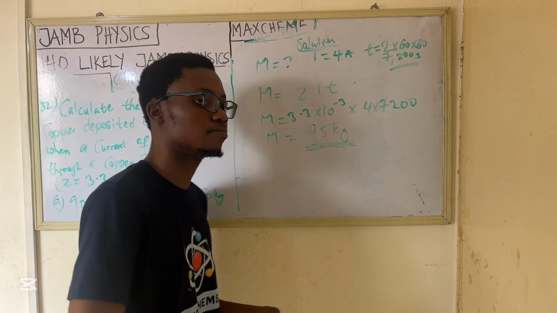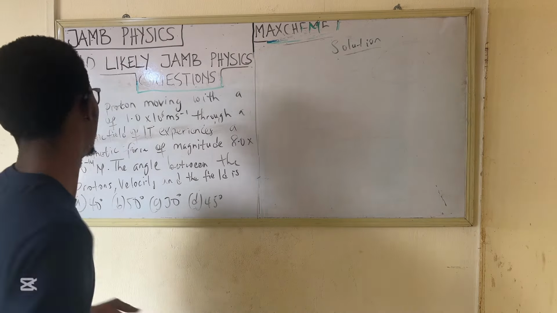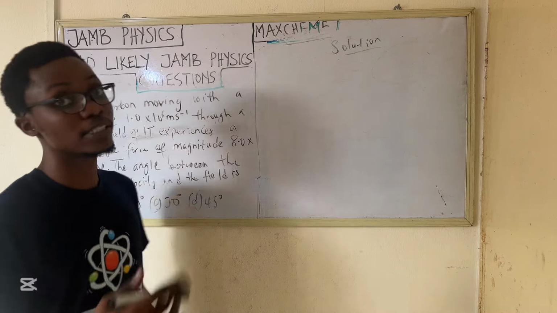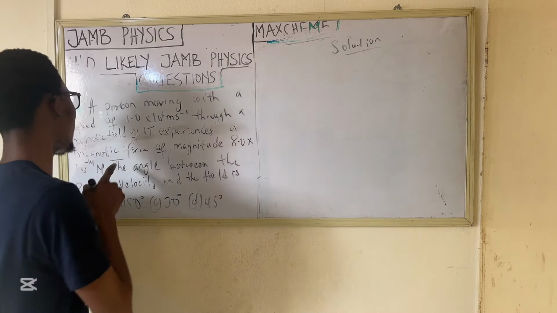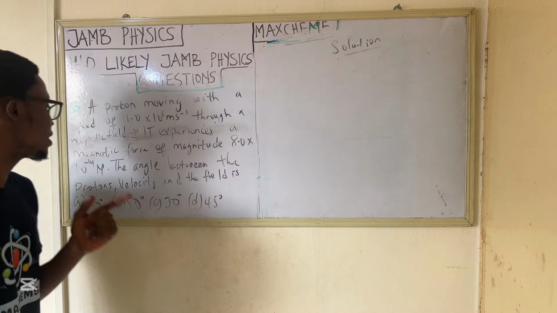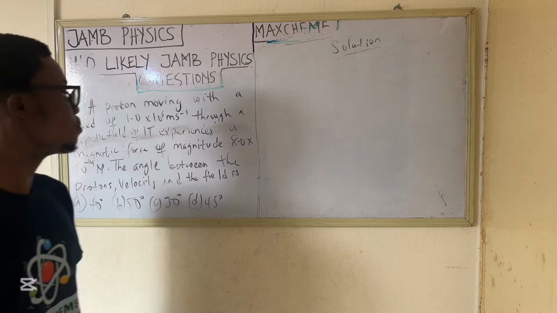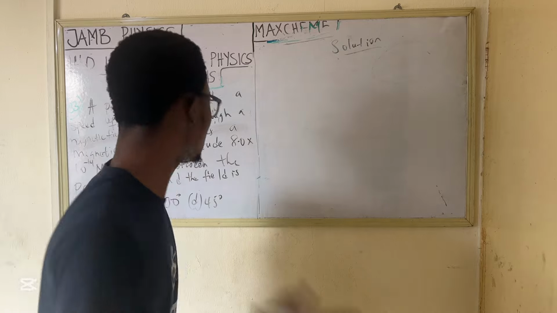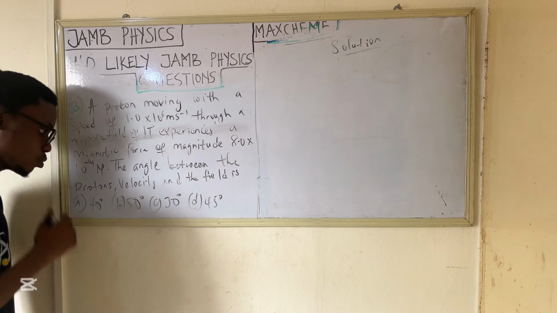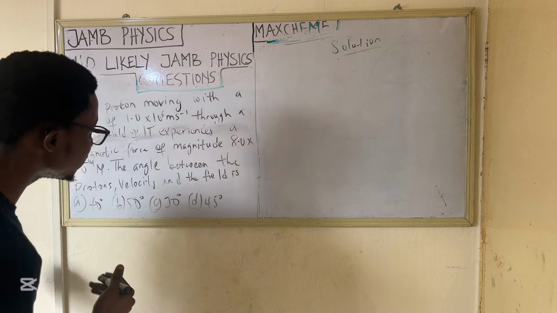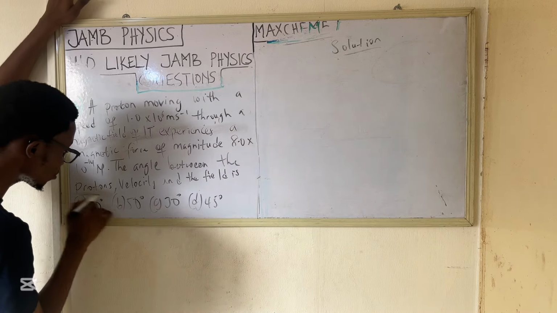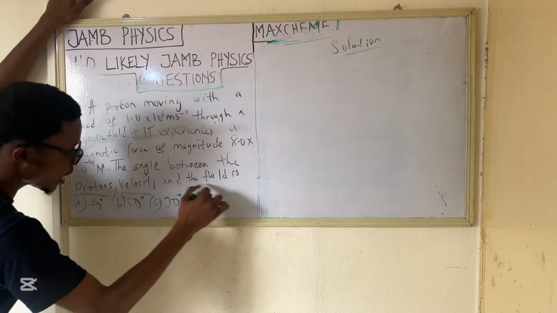Question 33. A proton moving with a speed of 1.0 times 10 raised to the power 6 meter per second through a magnetic field of 1 Tesla experiences a magnetic force of magnitude 8.0 times 10 raised to the power minus 14 Newton. What is the angle between the proton velocity and the field?